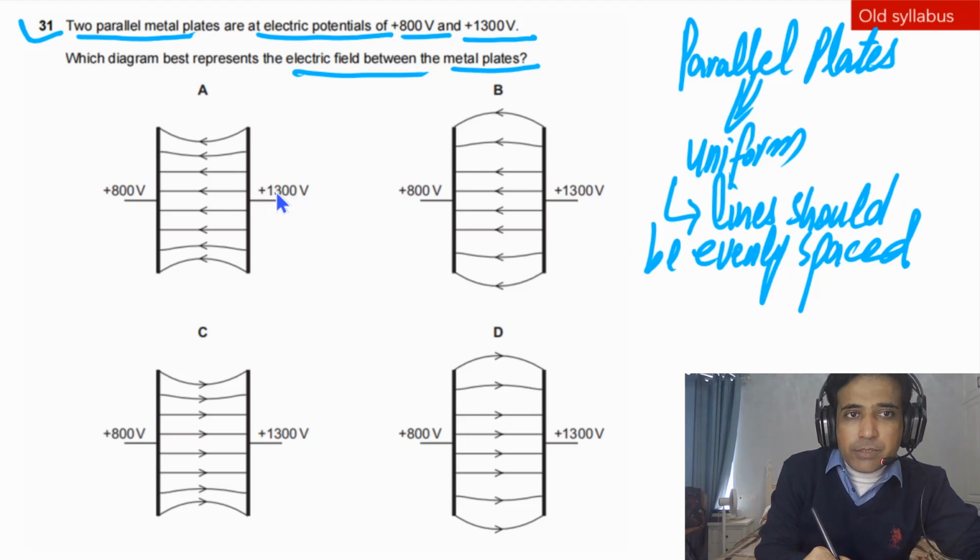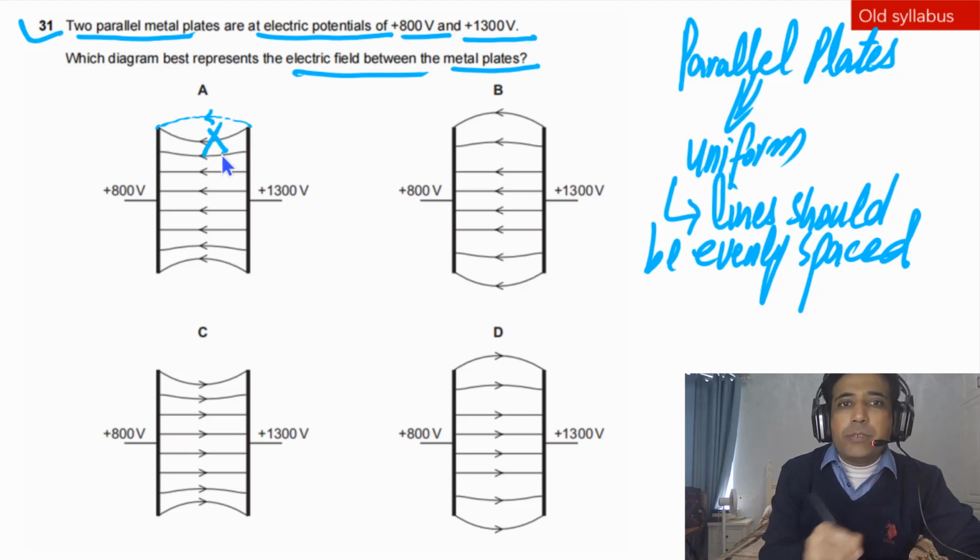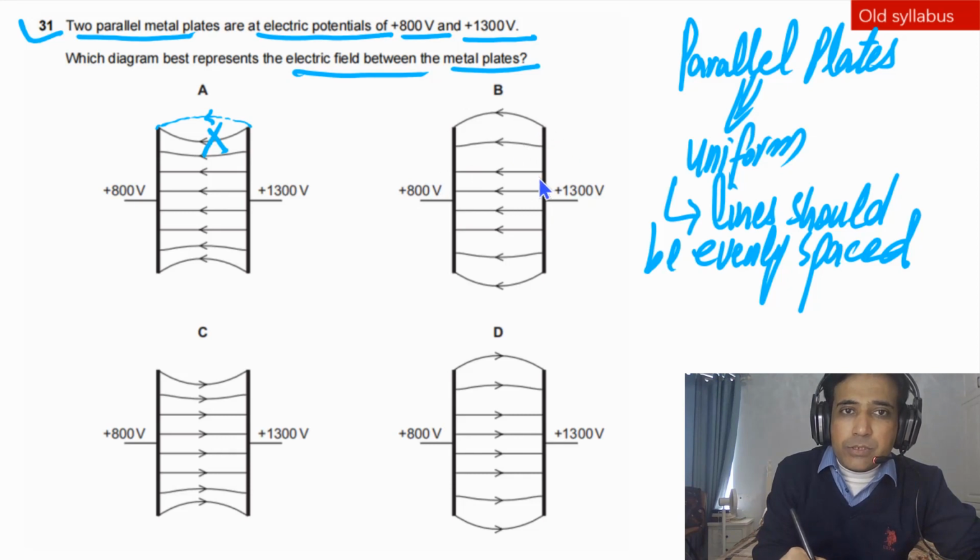So if you look at this one, this is high potential to low potential, but the problem is that the edge effect is not correct. So this has to be curved upwards, so it has to be like this. So that's the reason this is incorrect. The lines start from high potential to low potential, yes, so this is correct. The space is even, so this is correct. Edge effect, this is also correct, so the answer can be B.